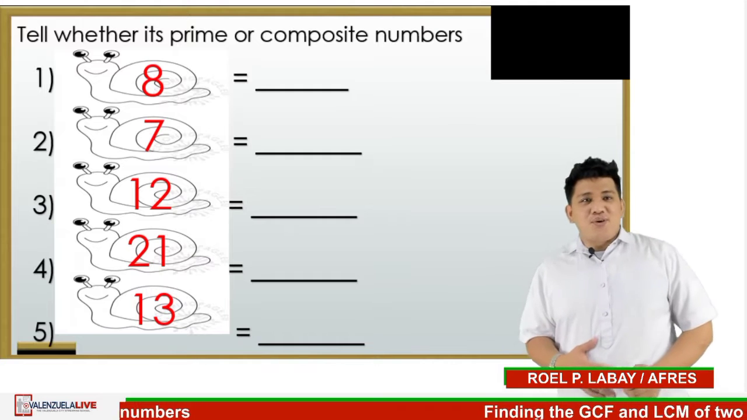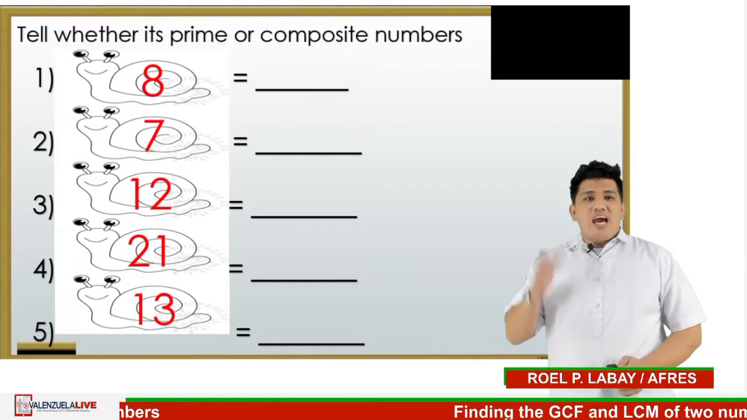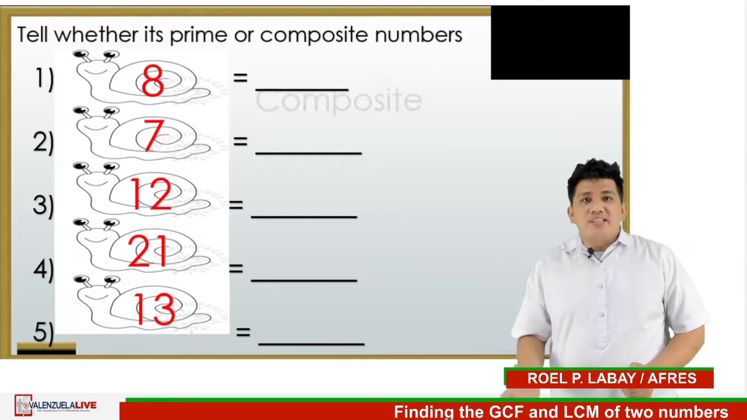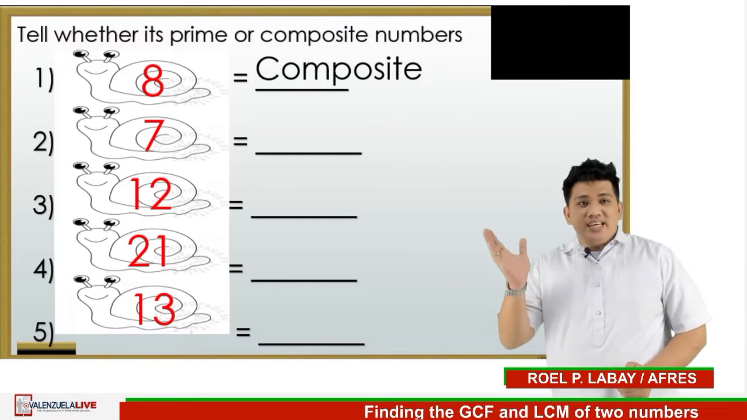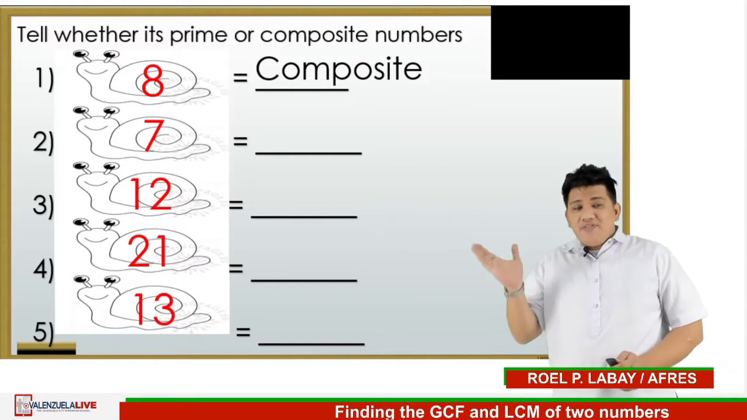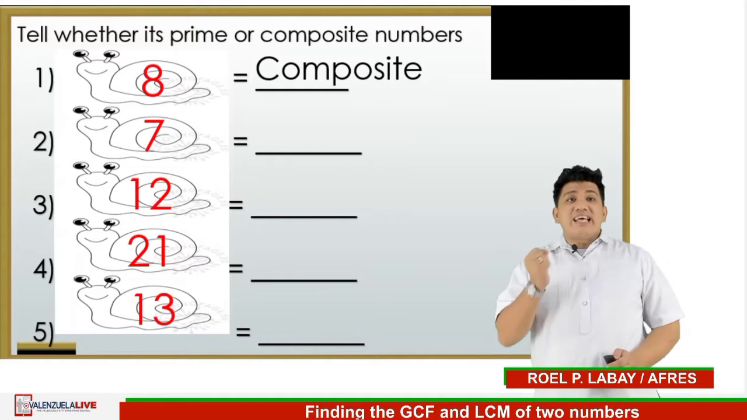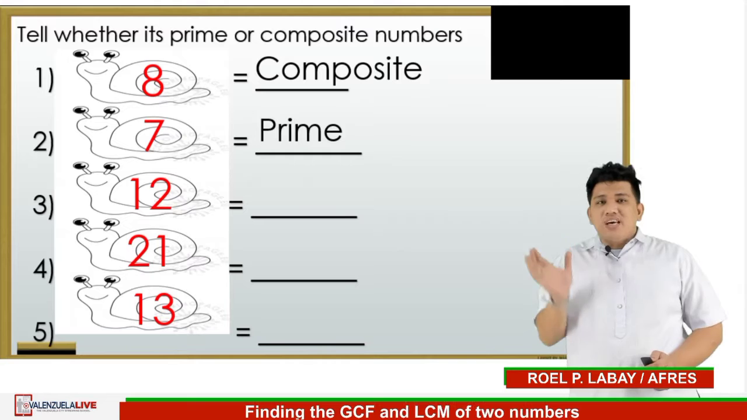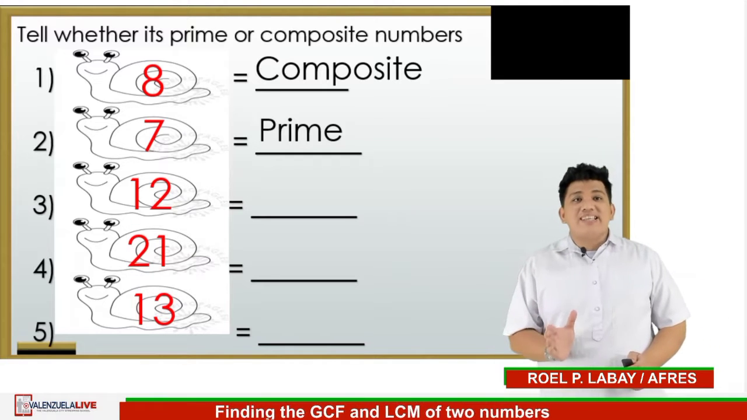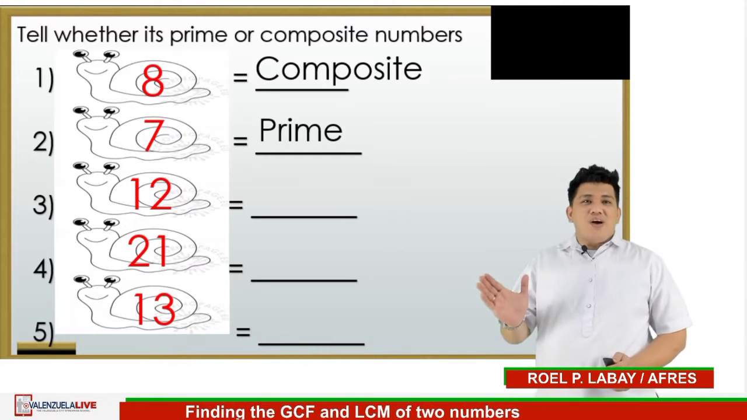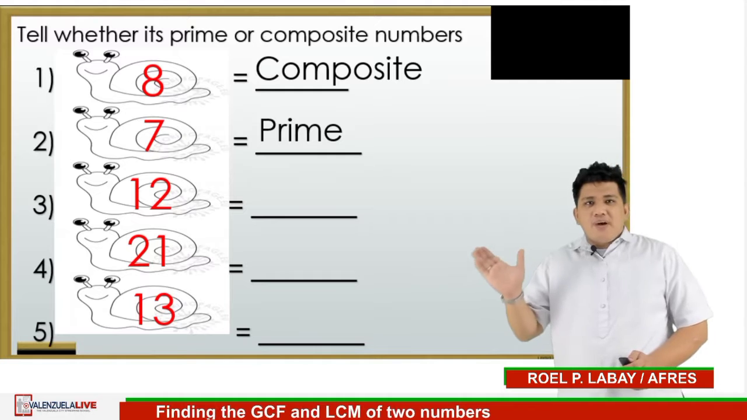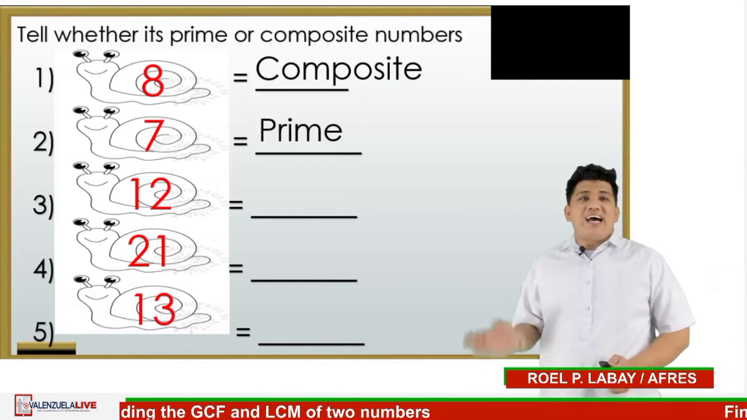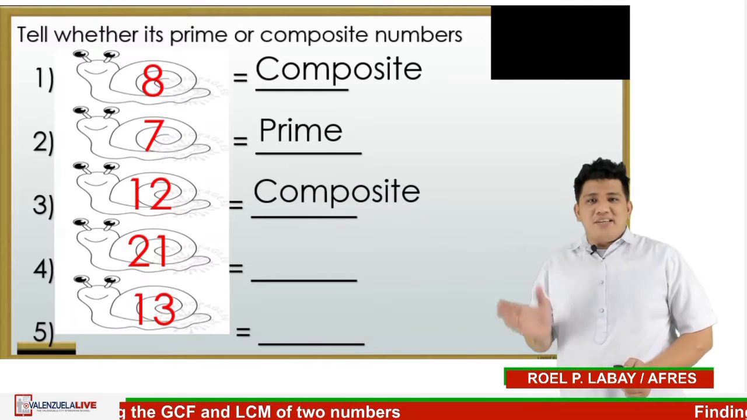Let's check your work. So we have here 8. Is it a prime number or composite number? Very good. The answer is composite number. Next is 7. Very good. It is a prime number because the factors of 7 are 1 and itself. Now, how about 12? Is it a prime number or composite number? Very good. That is a composite number.